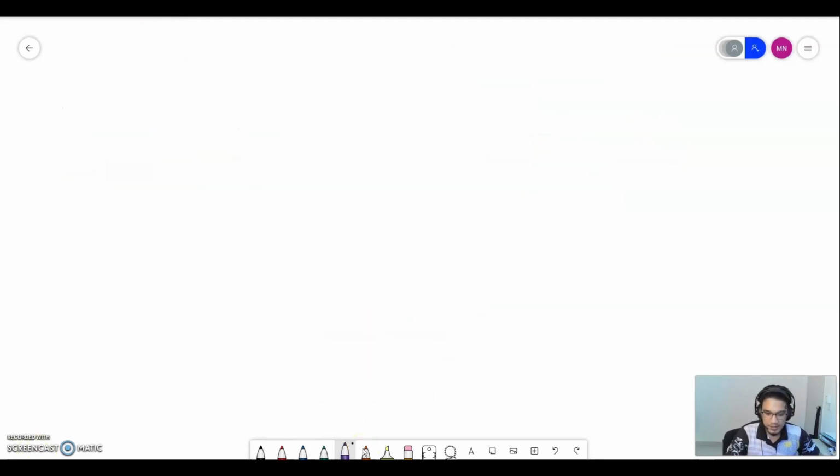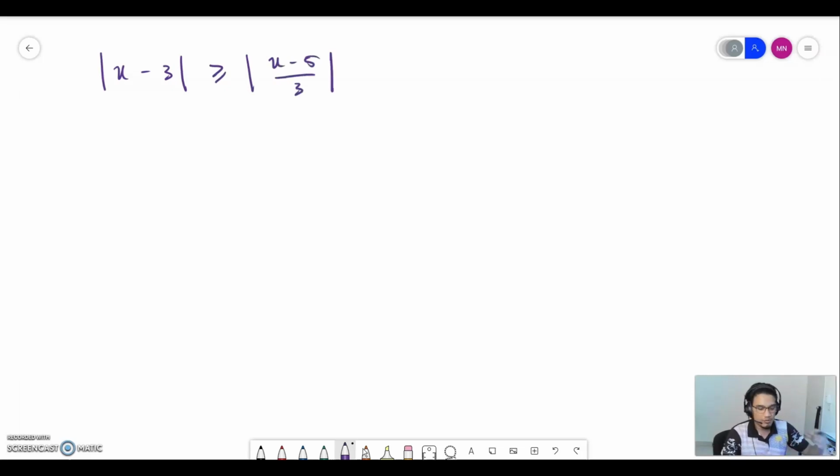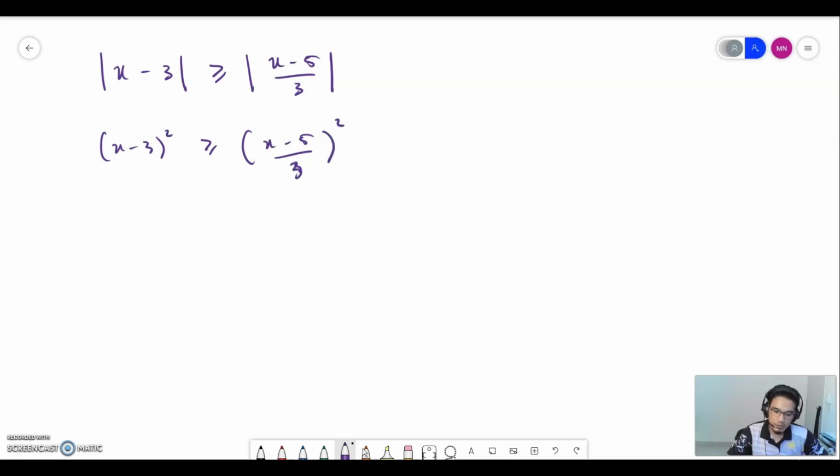Okay, so our final example, let's say we face this kind of equation: |x − 3| ≥ |(x − 5)/3|. The equation shows that there is a modulus on both sides. How to solve this situation is by using the square both sides method. We just take (x − 3)² ≥ ((x − 5)/3)², just squaring both sides of the equation. Now we expand.